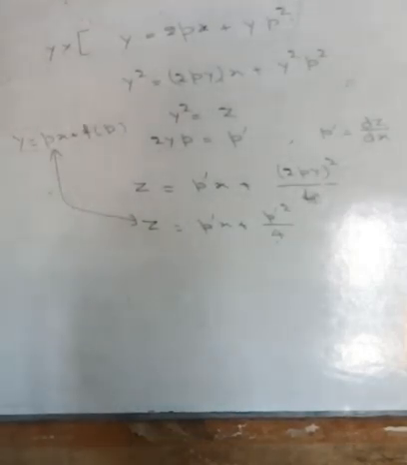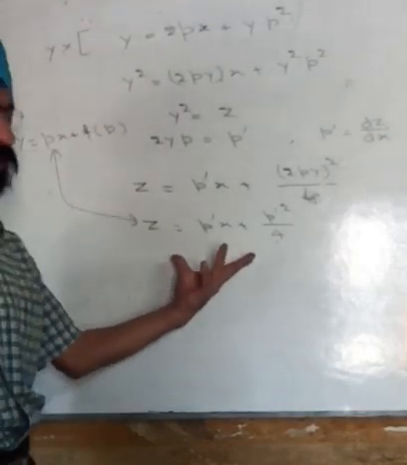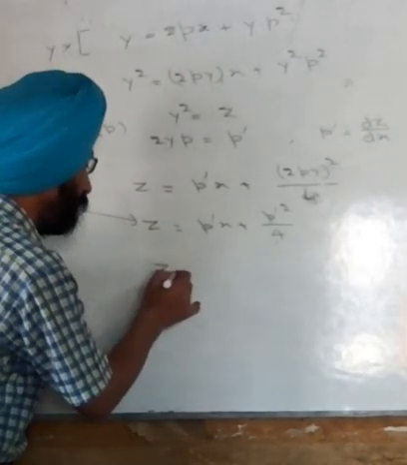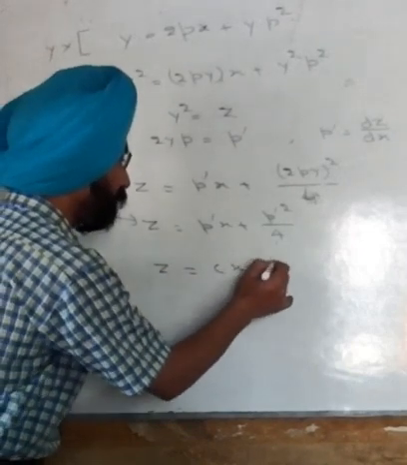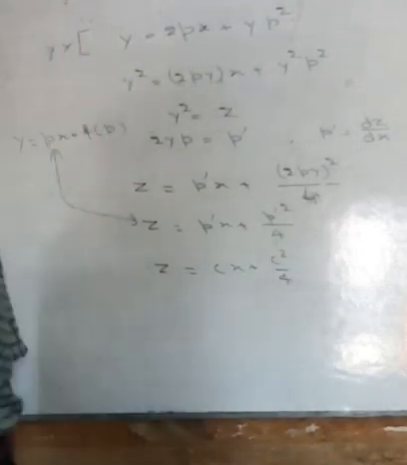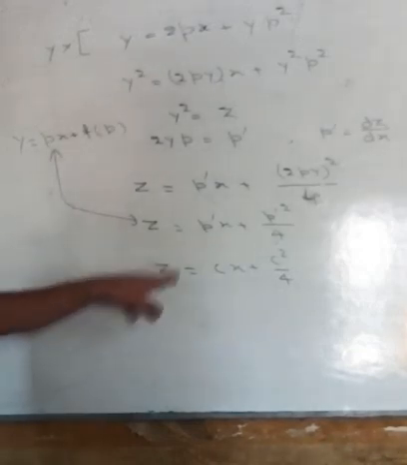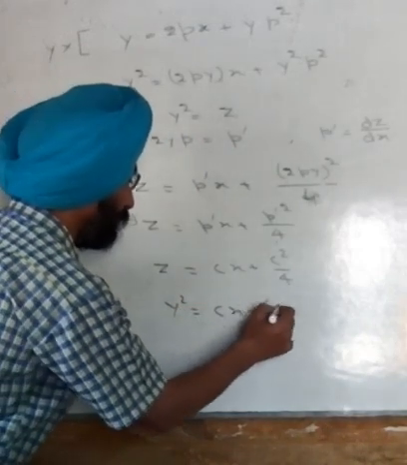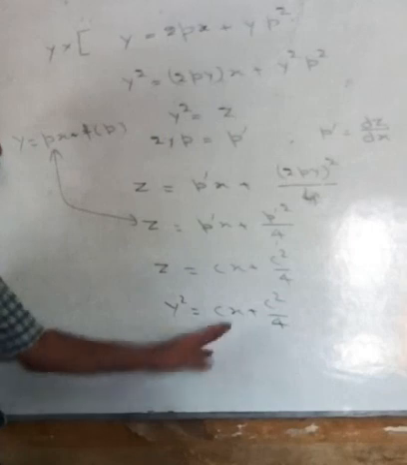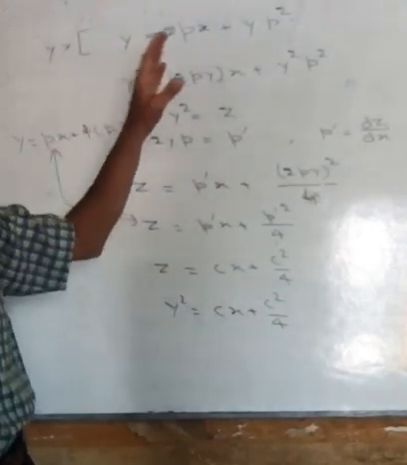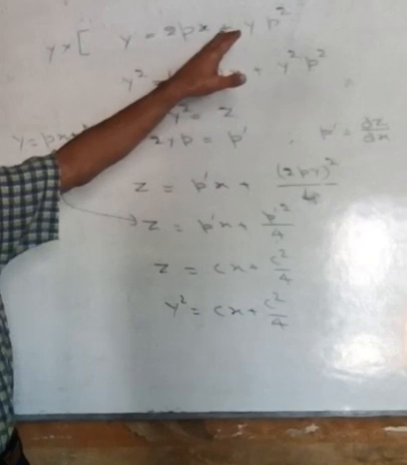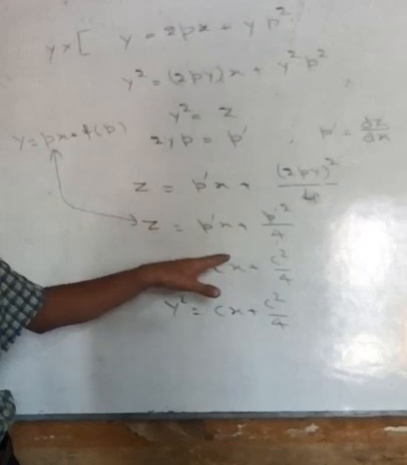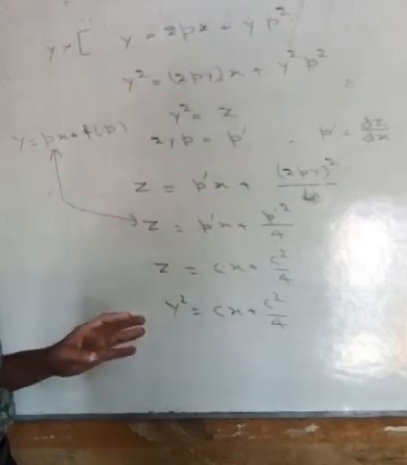So what will the solution be? The solution will be very easy. Just replace p dash by the constant c. The solution will become z is equal to cx plus c square by 4. And now substitute the value of z. Here z was y square, so y square is equal to cx plus c square by 4 is the solution of this differential equation, which was not in Clairaut's form, but we reduced it to Clairaut's form, and then just replacing p dash by c, we obtained the solution.